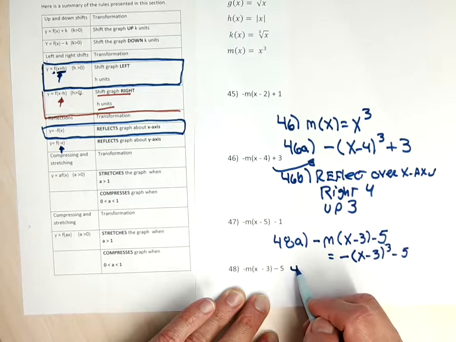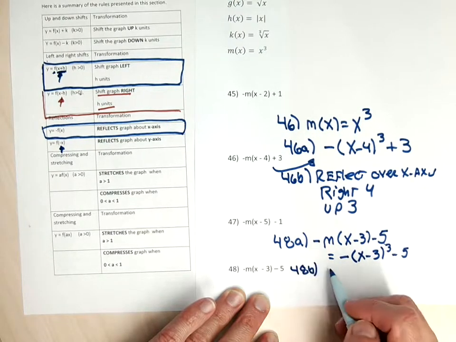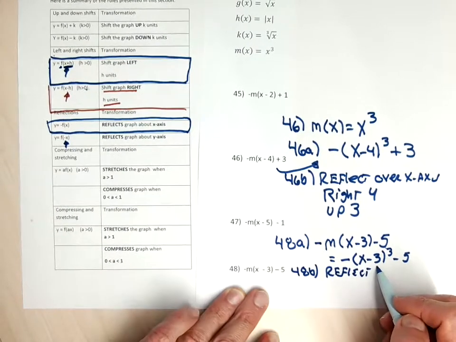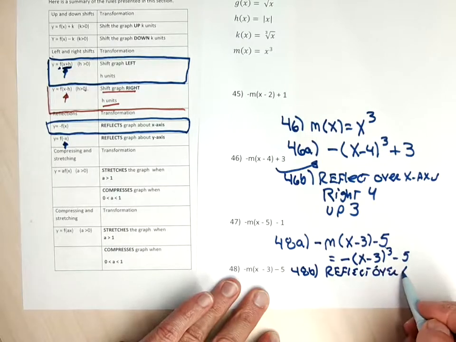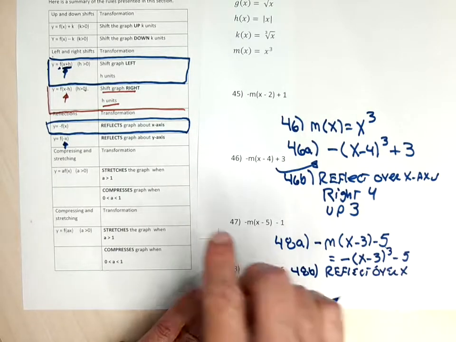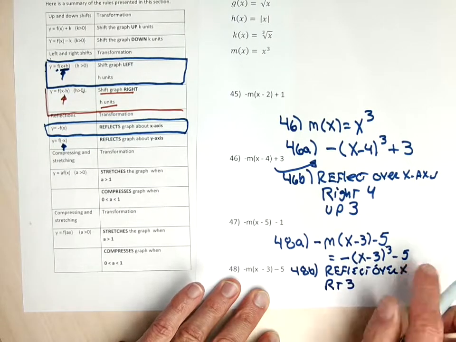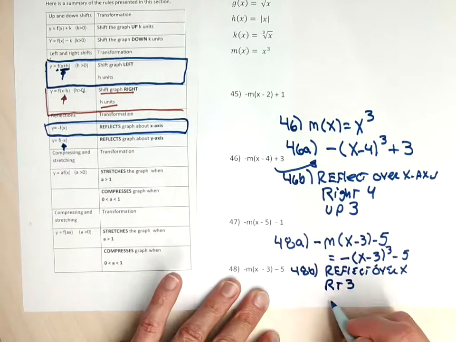For part B, it reflects it over the x-axis. The minus inside the parentheses moves it right. The minus after the function moves it down.